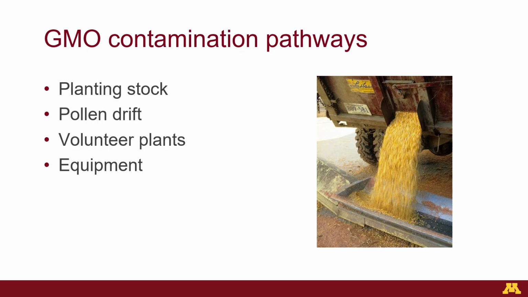So how can GMO contamination make its way into your products? There are several avenues for this to occur: planting stock, pollen drift, volunteer plants, and equipment.